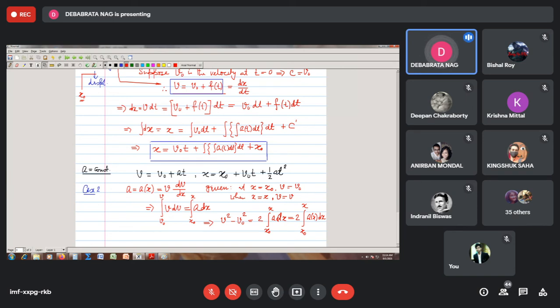The special case is that if your a becomes constant, in that case we find that the expression for the velocity will be given by v square minus v0 square. That will be equal to twice a into x minus x0. So this will be my expression for the velocity. So I can say the velocity at any level can be given by this expression, that it is equal to the square root of v0 square plus twice a into x minus x0. So this is the way I can find it if your acceleration becomes constant. So that is our case 2.